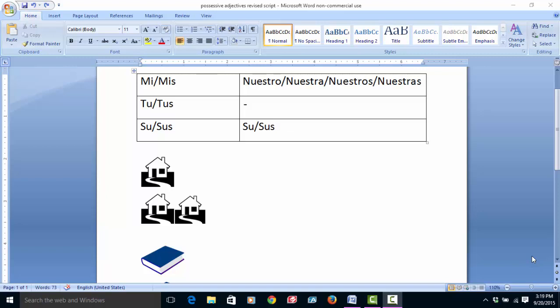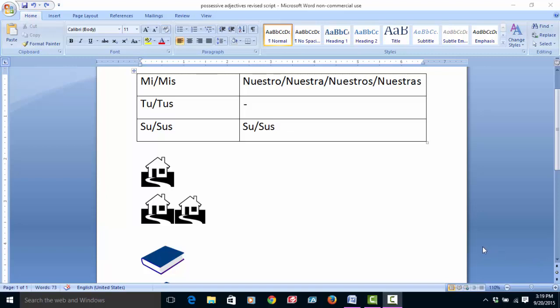First, let's review the possessive adjectives in English. They are my, your, his, her, our, and their. We use words like this to say my brother, your sister, his cat, our class, their friend, and words like that. Take a look at the chart.